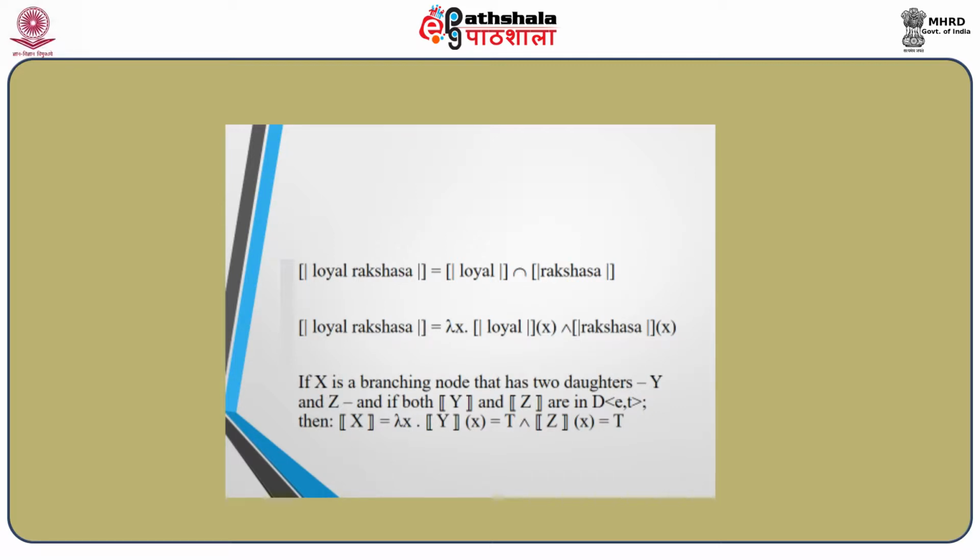Treating both the predicates as simple properties of the extensional type yields the interpretation below. The denotation of "loyal Rakshasa" is simply equal to λx. x is loyal and x is a Rakshasa. How do two properties come together to form a predicate? Neither one can saturate the other.